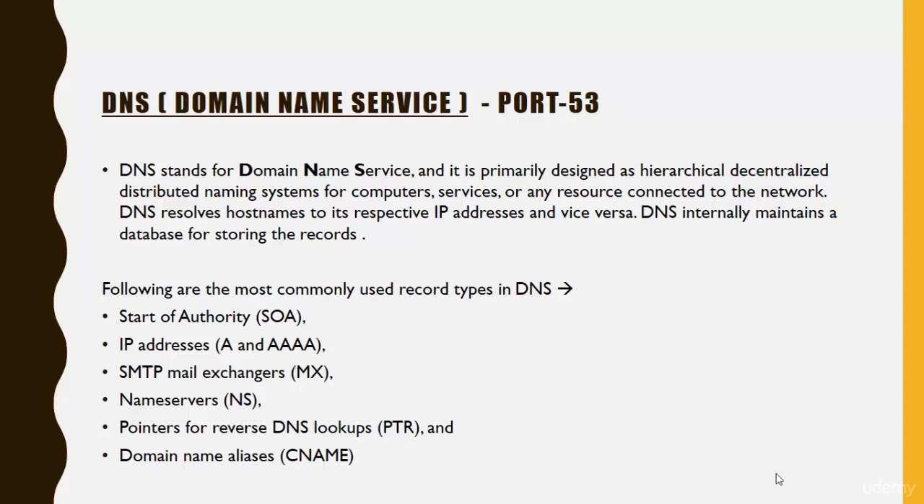The following are the most commonly used record types in DNS: start of authority, IP address, SMTP mail exchanges, name servers, pointers for reverse DNS lookups, and domain name aliases.